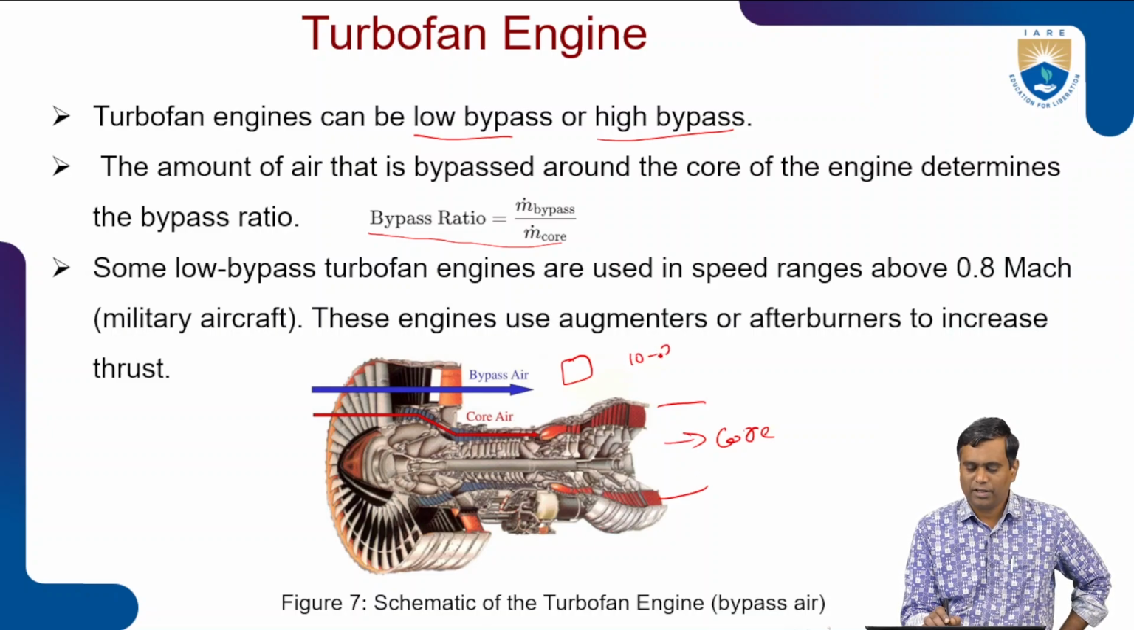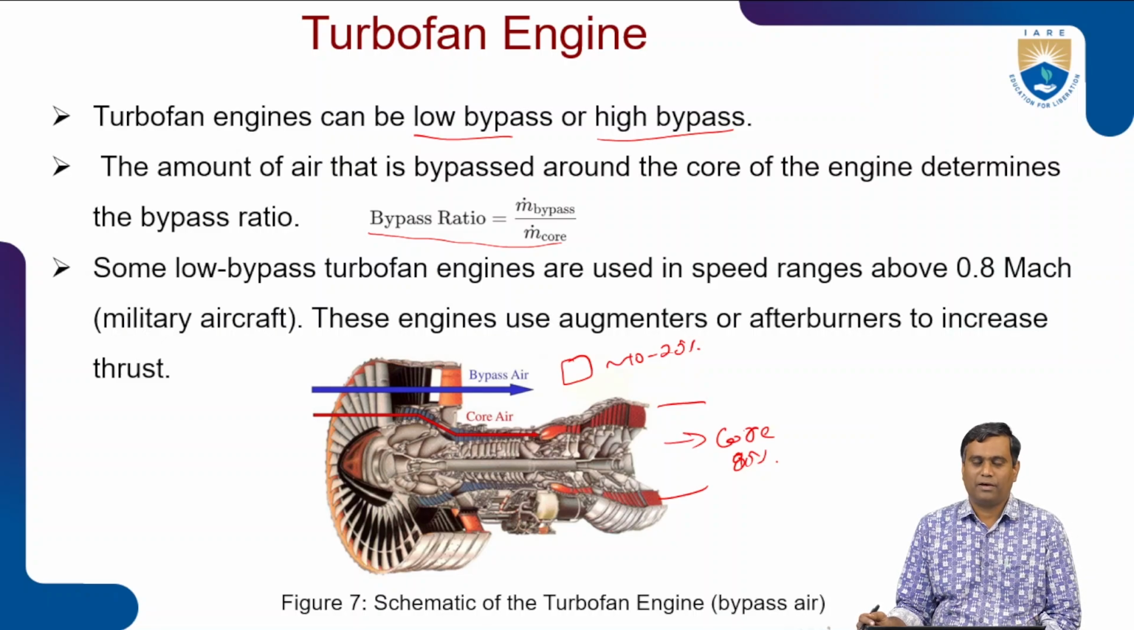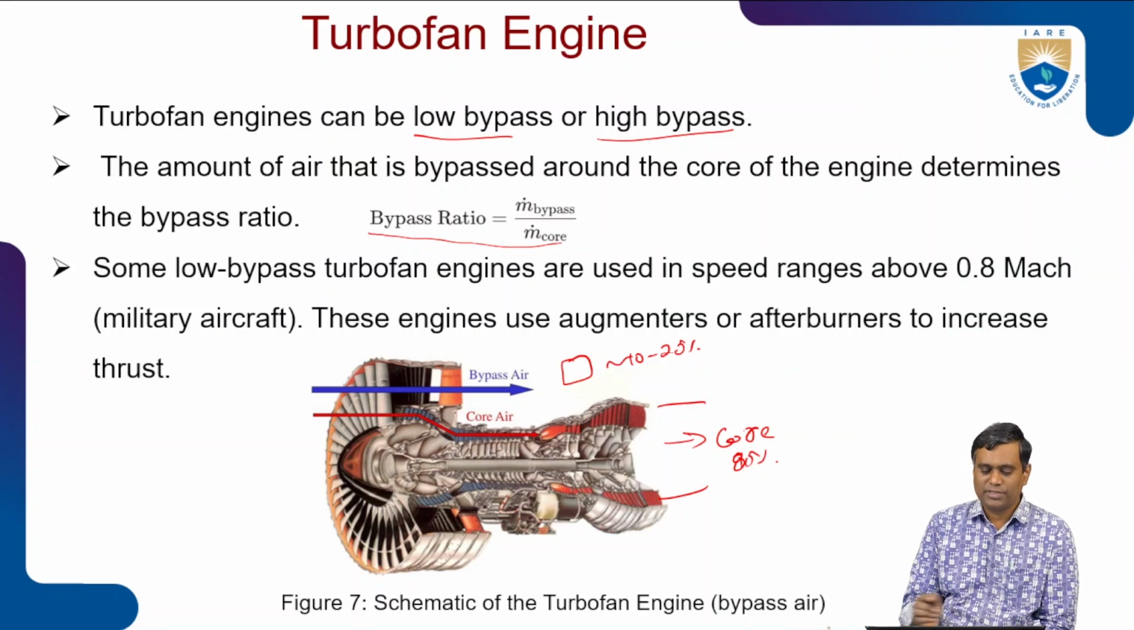Approximately 10 to 20 percent of the thrust is generated by the bypass air, and the remaining majority of the thrust is generated by the core turbojet engine. So this is for military operations, like high speed operations and relatively high altitude operations. So these are low bypass.